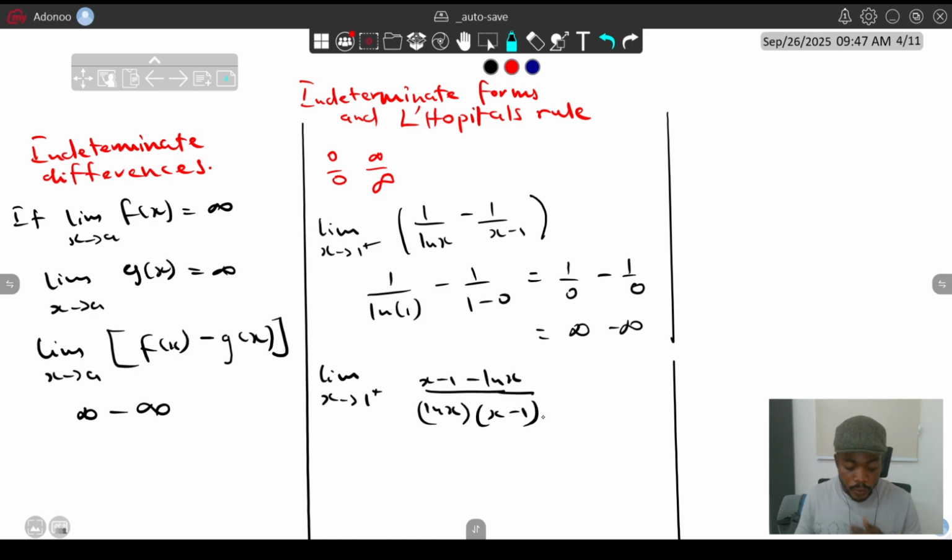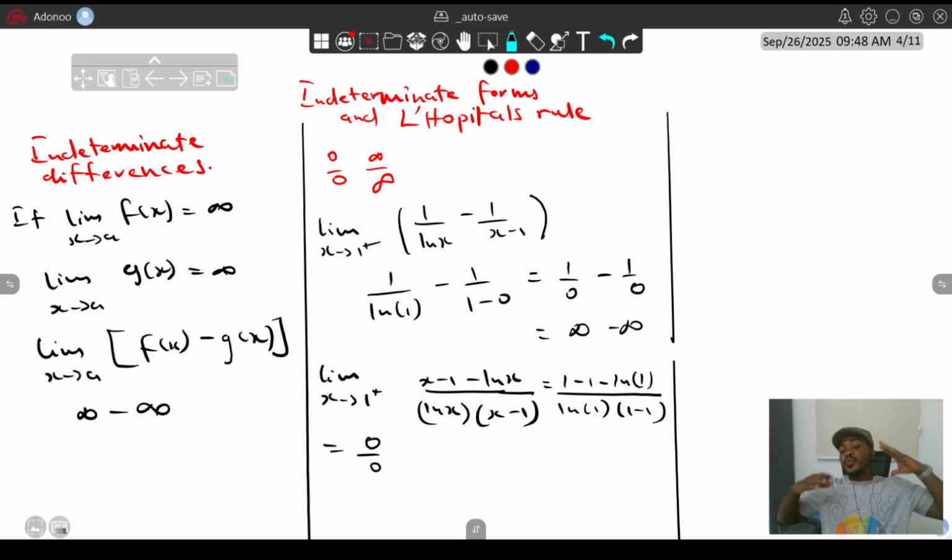Good. So we realize that if we insert 1 into this function, we end up with 1 minus 1 minus ln 1, and then we have ln 1 times the bracket 1 minus 1. Now, if we watch closely, we will see that the numerator ends up with 0 because ln 1 is 0. So we get 0 over 0, and this is an indeterminate form that we can all recognize. So clearly here, we can now comfortably use L'Hopital's rule to solve this problem.